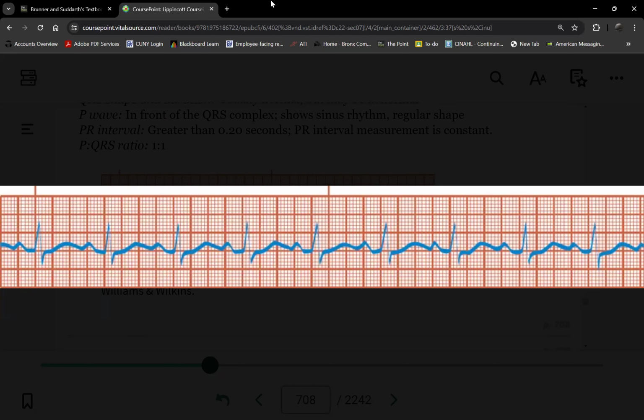So let's say this one. Is this from here to here? Is it 3 to 5 small boxes? It's more than that. It's way more than 5 small boxes. So is this first degree heart block? Yes, that's first degree heart block.